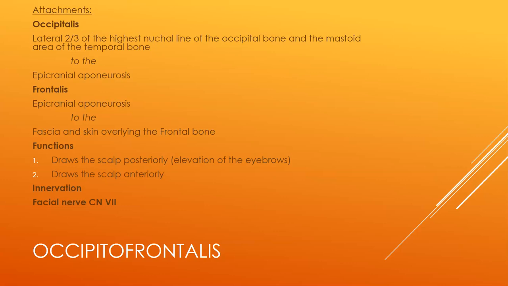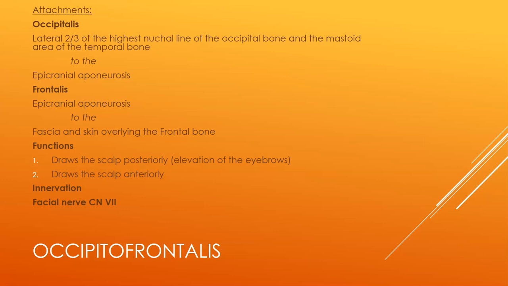The anterior part of the muscle, frontalis, arises from the epicranial aponeurosis to the fascia and skin overlying the frontal bone. The frontal bone is superior to the eyes and the eyebrows. Its functions: it draws the scalp posteriorly, which results in the elevation of the eyes. So when we have that really wide-eyed expression, when we're really scared or really excited, it's occipitofrontalis that's working. It also draws the scalp anteriorly.